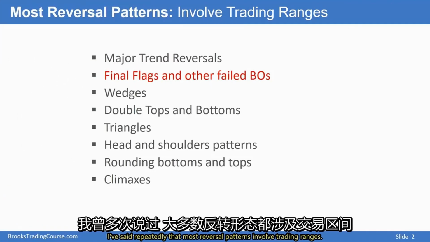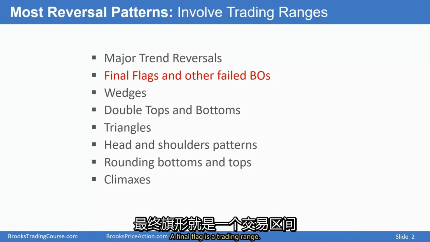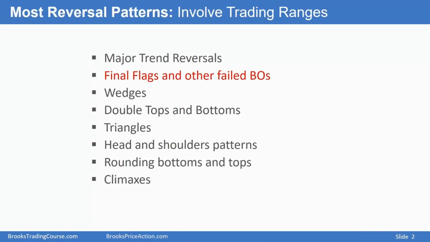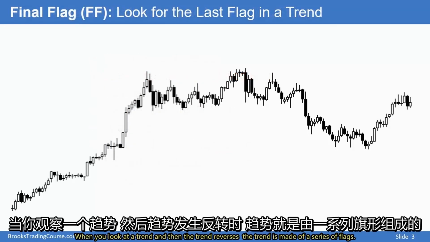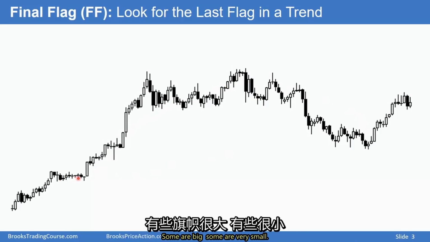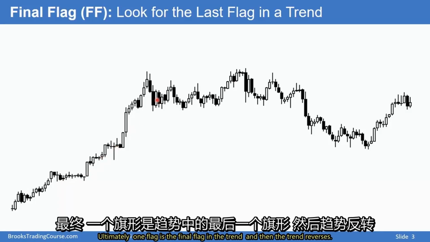I've said repeatedly that most reversal patterns involve trading ranges. A final flag is a trading range. When you look at a trend, and then the trend reverses, the trend is made of a series of flags. Some are big, some are very small. Ultimately, one flag is the final flag in the trend, and then the trend reverses.